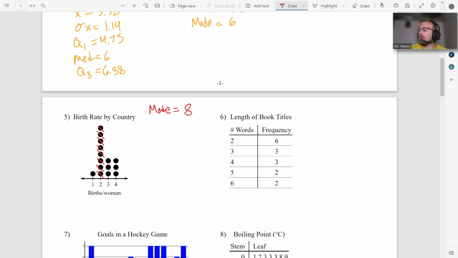So that's the mode. Now, in order to figure out everything else, we can still plug it into the calculator. You still do it exactly the same way. Stat, edit, go up to L1, clear it out, and we just start typing them in.